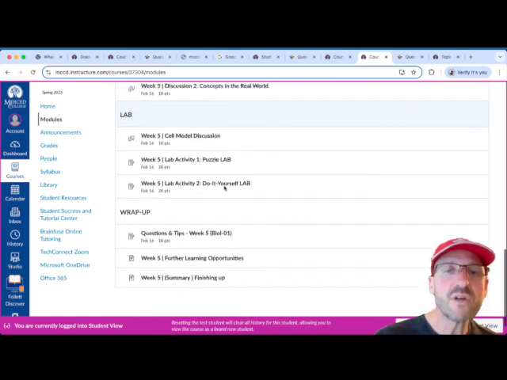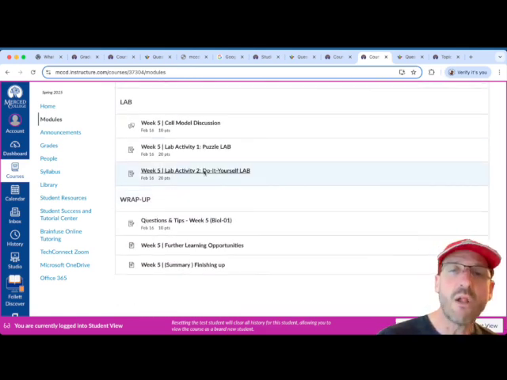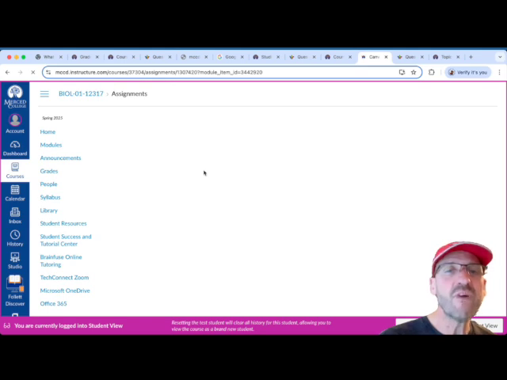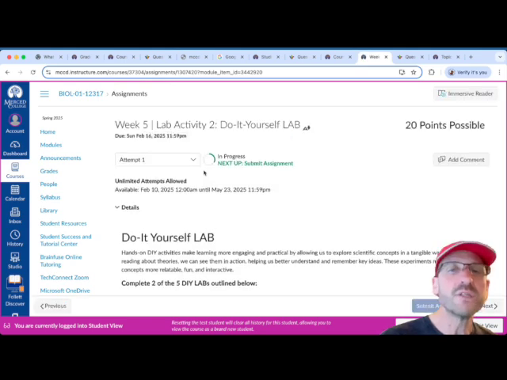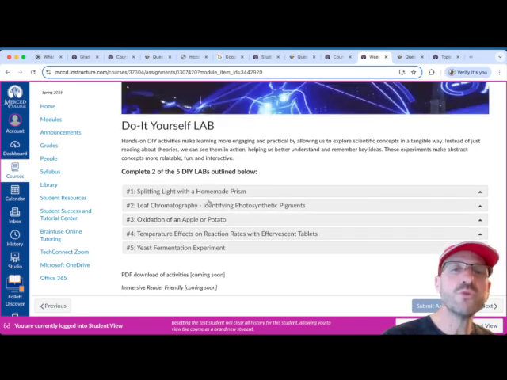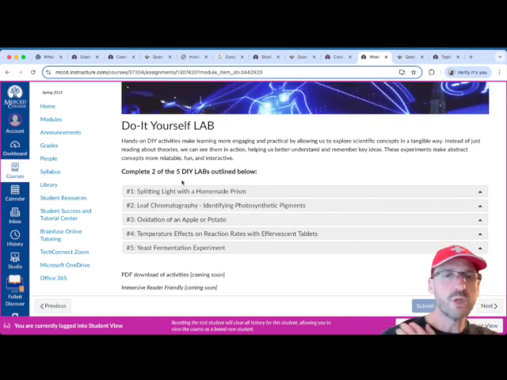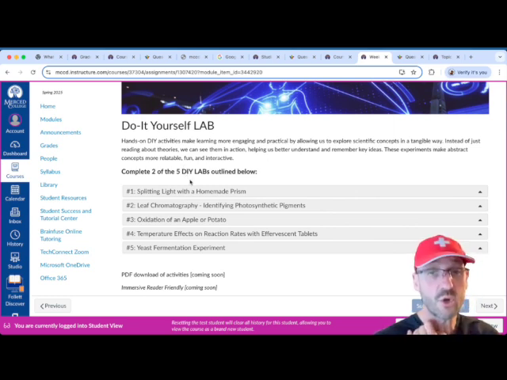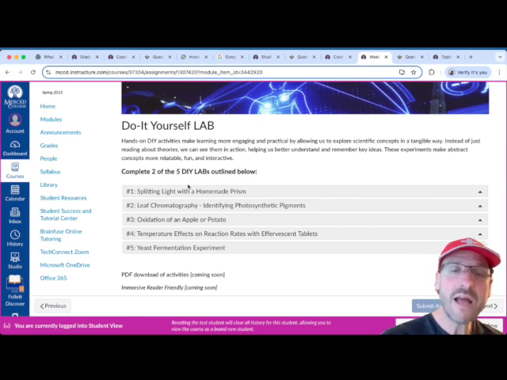And then we have another one, the do-it-yourself version. I found 5 labs that I assembled that I thought were pretty cool, and I want you to do 2 of the 5 do-it-yourself labs, like DIY. It took me a long time to understand that DIY means do it yourself. One is on making a prism with a glass, a mirror, and paper, shining a light through it so you can reflect it.